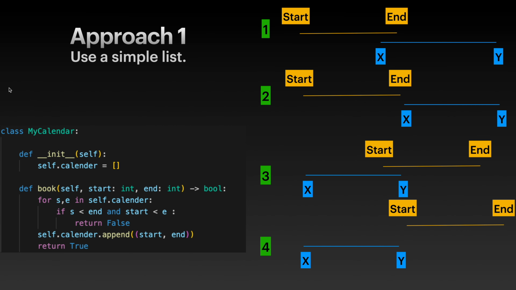Before I move on to using binary search, you could use a sorted list. You can use SortedList, and so you can do that.